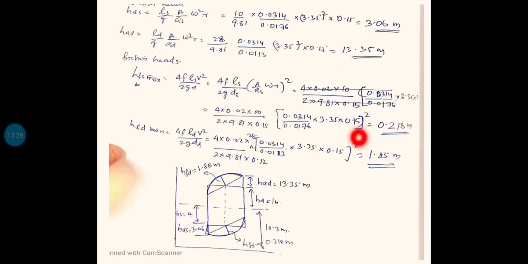Now, we have the equation for H_as, the pressure head due to acceleration at the suction side. H_as equals L_s by g times (A/a_s) omega squared R. We are calculating the maximum value only. On substituting, we will get this value as 3.06 meter. Now, the delivery side pressure head due to acceleration, H_ad, equals L_d by g times (A/a_d) omega squared R. On substitution, we will get 13.35 meter.